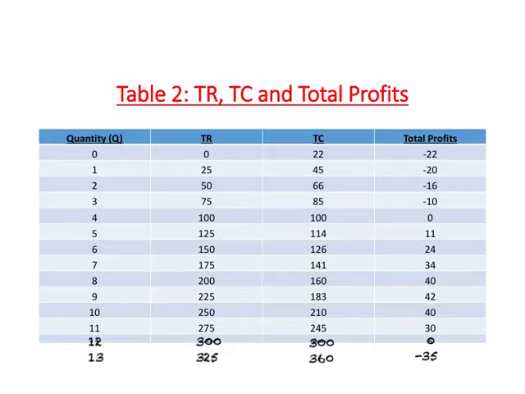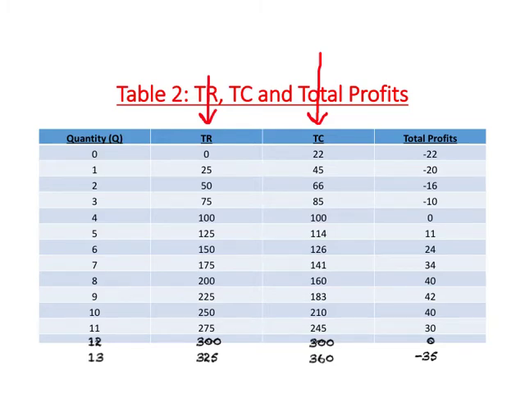Now look at this table. The first two columns have been reproduced from the table that we created in the previous video: the firm sells each unit of output at $25, and based on that we figured out total revenue. Now we bring in total costs. Suppose these costs are known to the firm. Based on these two, we can figure out the total profits.